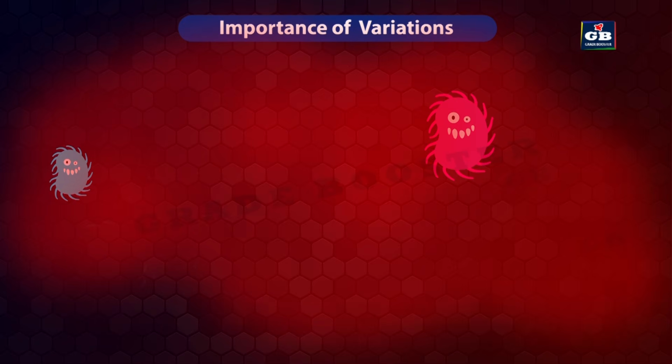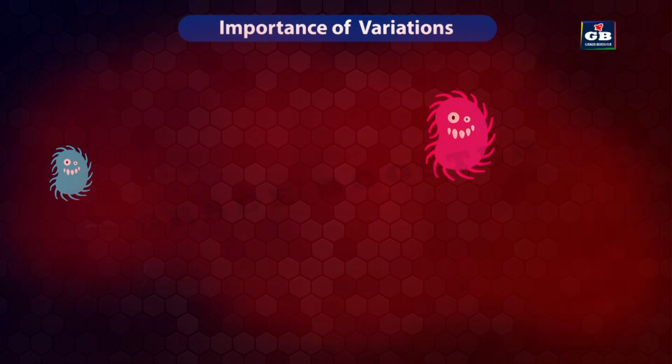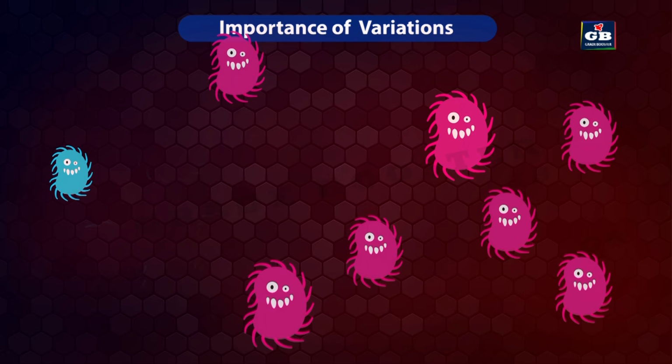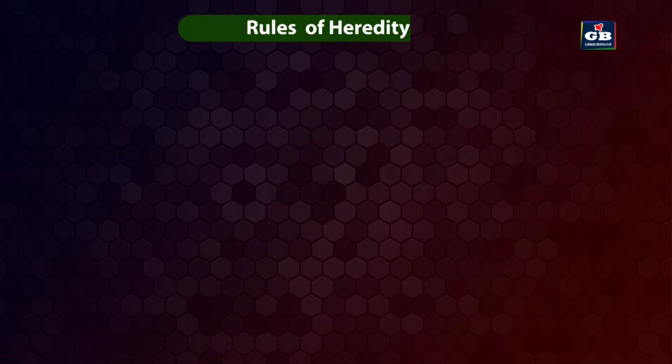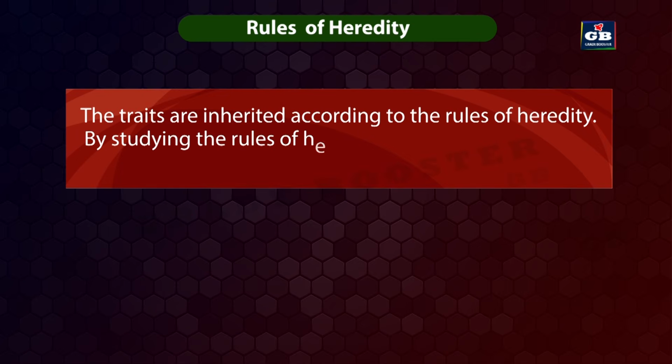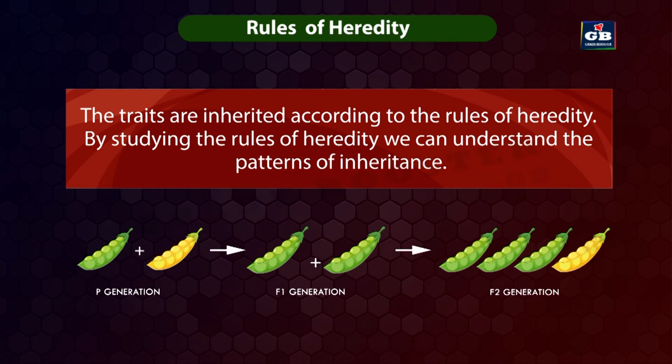But the variant that can survive the high temperatures will continue to live and reproduce. Over time, this variant will dominate the population and its ability to withstand heat will be passed on to future generations. Rules of heredity. The traits are inherited according to the rules of heredity. By studying the rules of heredity, we can understand the patterns of inheritance.